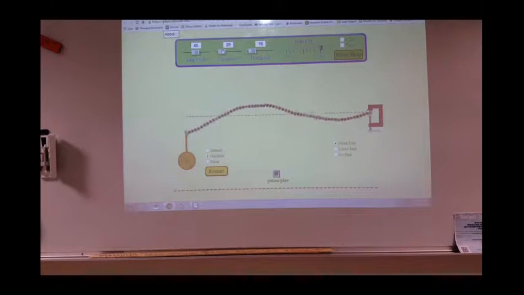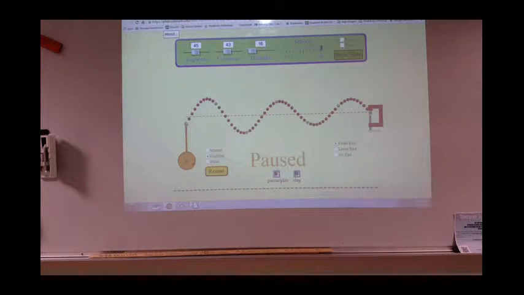There are fewer waves. So frequency is the number of waves per second, or over a time period. It doesn't have to be a second.